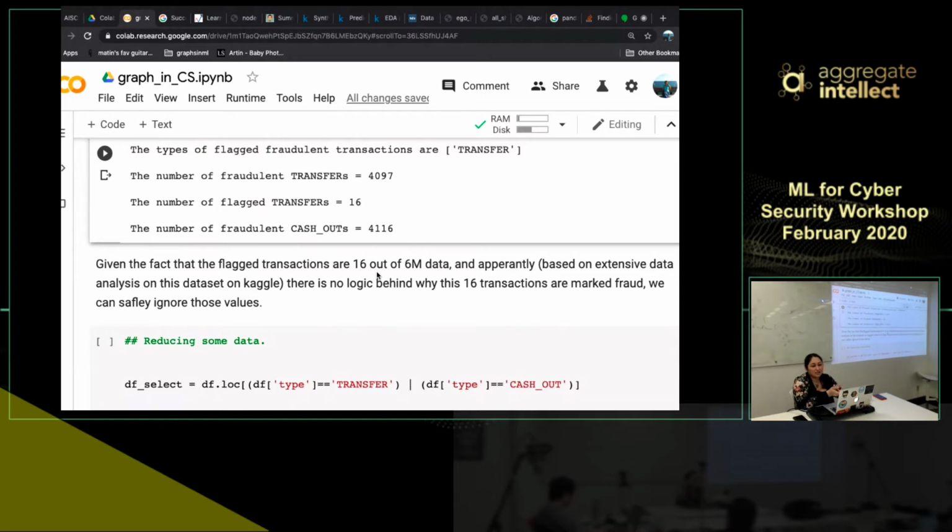And we cannot find any logic. We cannot reverse engineer their system based on the 16 flagged we find. Based on all this information we have, we just drop that value. We just ignore it. Meantime, you've got 8,000 actual frauds to worry about. Yeah, exactly.